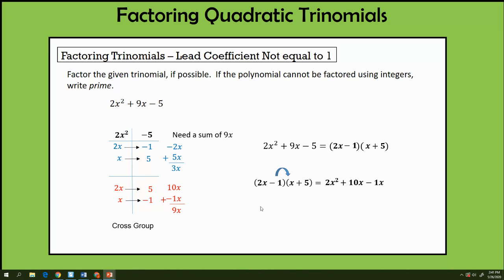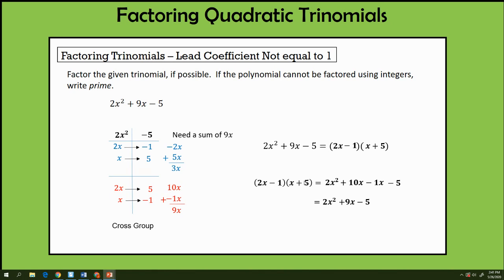Negative 1 times x is negative 1x. And then I'm going to do negative 1 times the 5, and that's the negative 5. That's this multiplication, right? Simplifying this, 2x squared plus 9x minus 5 is what I get when I multiply these two binomials together. So those are the correct factored combination. That gives me back my original trinomial when it's FOILed. So this, guys, is the answer we're looking for right there.